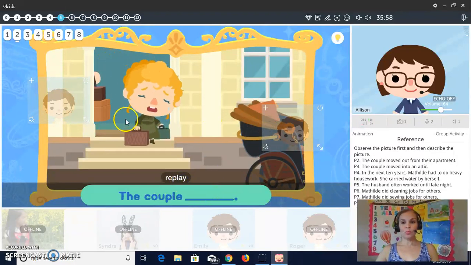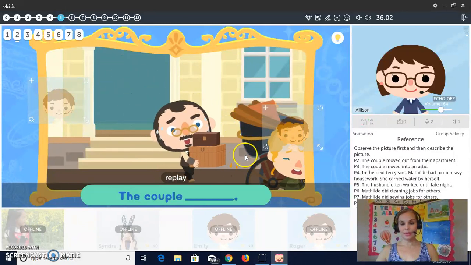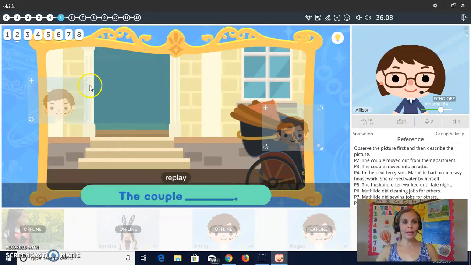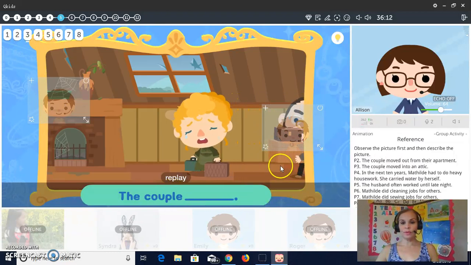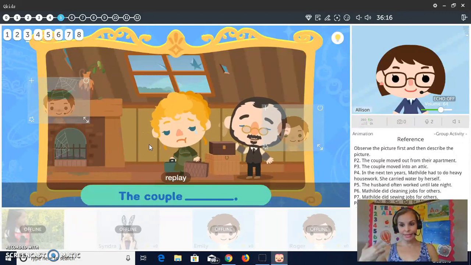and what they should tell you is that they moved out of their apartment. And then I'll say things like, do they look happy to move out of their apartment? Where do you think they're going to go? You can ask them those kinds of questions. This one, the couple moved into an attic. So you're just kind of questioning the kids and seeing if they understand what's happening.